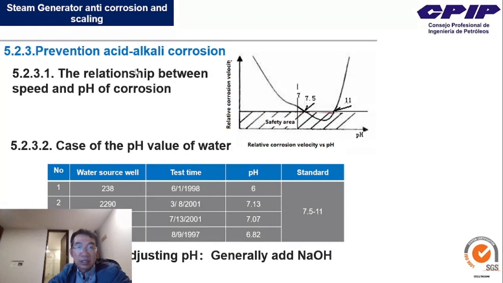Prevention of acid and alkali corrosion. The relationship between the speed of corrosion and pH is like the picture on the right. The case of the pH value of water is in the table below. The method of adjusting pH generally is to add NaOH.